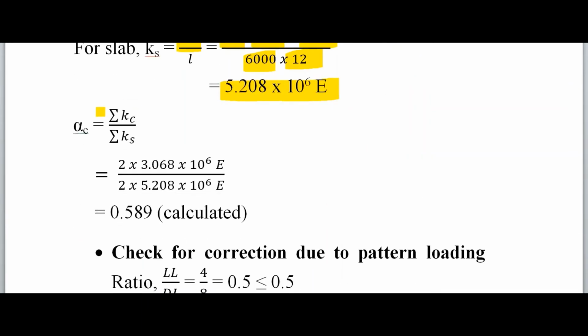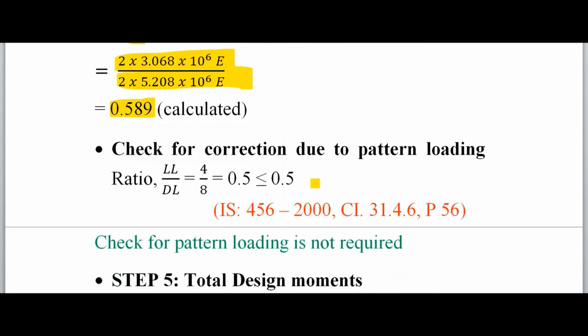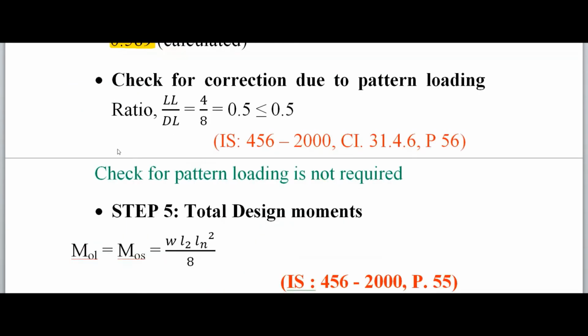Now we are going to calculate alpha C, Kc by Ks, which is 2 into 3.068 into 10 raised to 6 E divided by twice 5.208 into 10 raised to 6 E. So alpha C is 0.589 calculated. Right? Now we are going to check for the correction due to pattern loading.